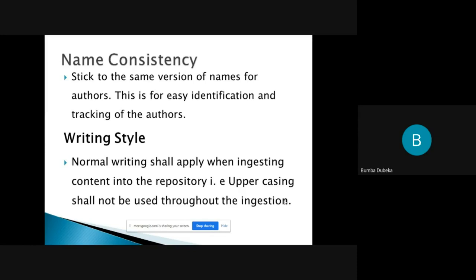This is very easy for us who are employees of ZCAS. You can know that Dr. Kayombo is a member of ZCAS. But if someone is searching out there for a particular author, Mr. Kayombo and Dr. Kayombo would be totally two different people. So we thought we should put it as policy to have some consistency in the version of names for authors. Basically, it's for easy identification and tracking of authors.